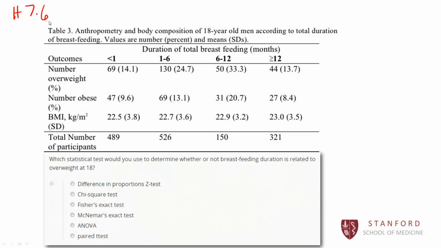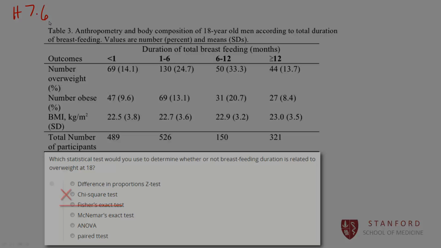In this question, breastfeeding is a categorical variable. We're comparing groups of men by whether or not they were breastfed or the duration of how much they were breastfed. Our outcome variable is binary. You're either obese or you're not obese. We also do not have sparse data. So we're going to be using a chi-square test, and because we don't have sparse data, we don't have to worry about the Fisher's exact test or doing an exact test here.